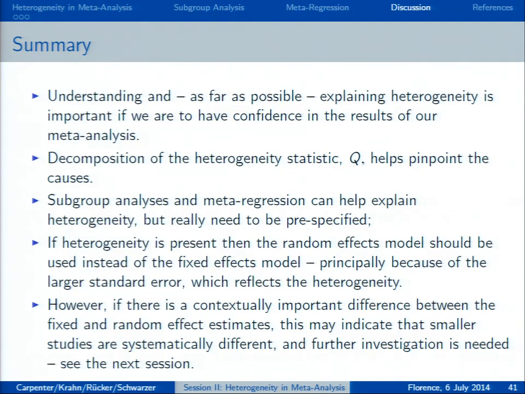As I've already said, if heterogeneity is present, we should use the random effects model instead of the fixed effects model. But of course, if studies are systematically different, we should probably be reporting separate effects for the different types of studies rather than trying to combine them into one overall effect. And you need to think carefully about the context when you go into that. Okay?